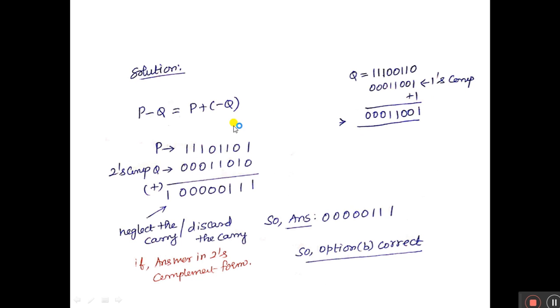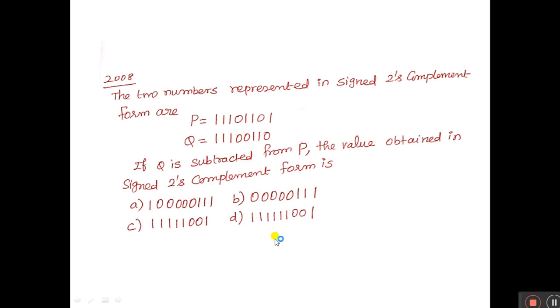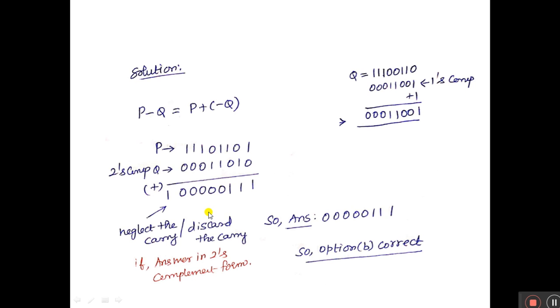Now add both. 1 plus 0 is 1, 0 plus 1 is 1, 1 plus 0 is 1, 1 plus 1 is 0 with a carry of 1, again 1 plus 1 is 0 with carry 1, 1 plus 1 is 0 with carry 1, 1 plus 1 is 0, again 1 plus 1 is 0, remaining carry 1. In 2's complement form, when you get the answer you can neglect or discard the carry. So if you discard the carry, you get the answer 000000111. So this is the answer I am getting. If I check the answer from the given options, option B is the correct one.